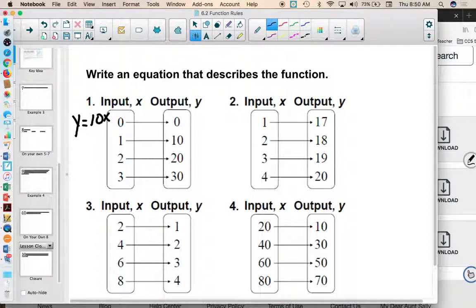What's an equation for the second one? Take a look at it and see if you can figure out what it's doing. Ty, your hand went up first. What do you see in that one? Y equals x plus 16. Do the rest of you see that and agree with him?